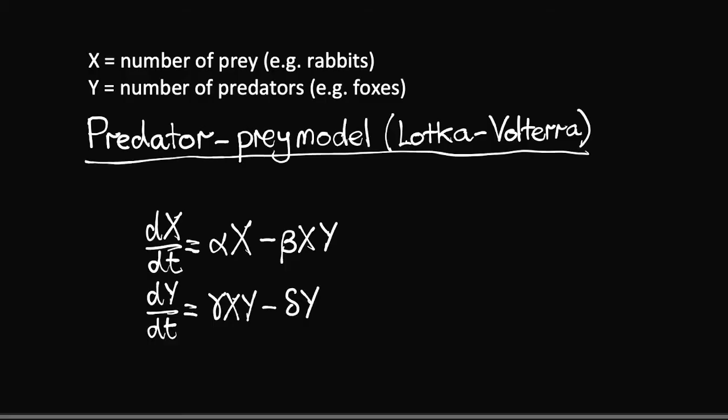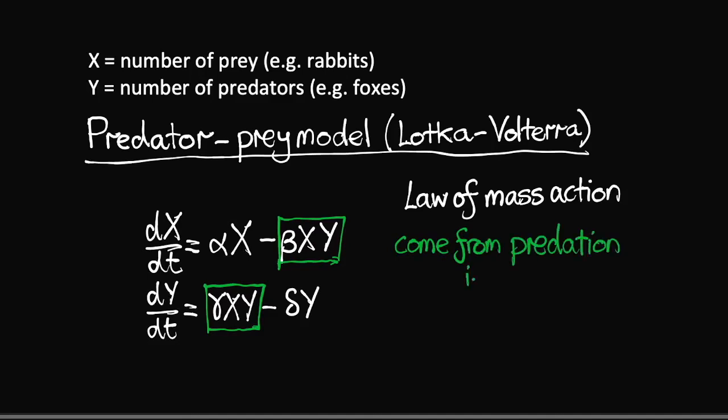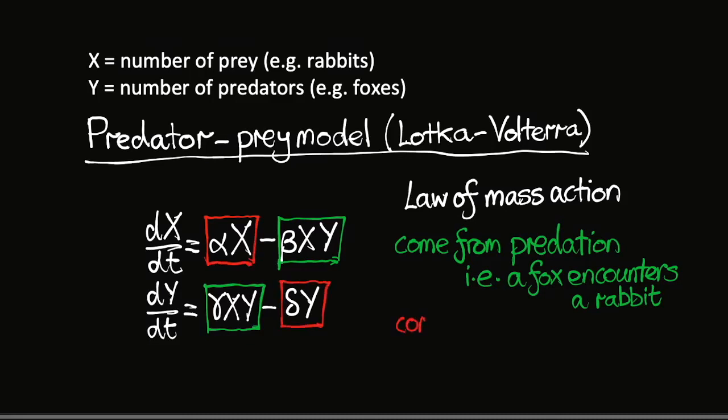So looking at this system of differential equations, the law of mass action tells us that the beta xy term and the gamma xy term are due to encounters between predator and prey. The term in dx/dt is negative because when predators encounter prey, when foxes encounter rabbits, they eat them. And the term in dy/dt is positive because eating rabbits increases the population of foxes, they get more food, and so on. The remaining terms alpha x in dx/dt and delta y in dy/dt are due to the natural change in population of the prey in the absence of the predator in dx/dt, and of the predator in the absence of the prey in dy/dt.